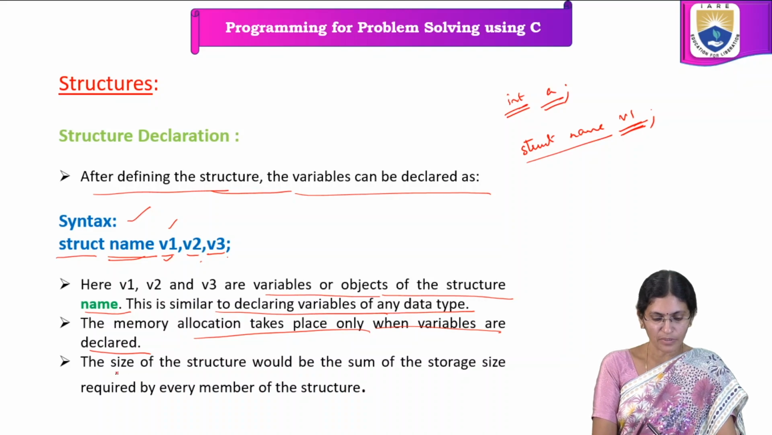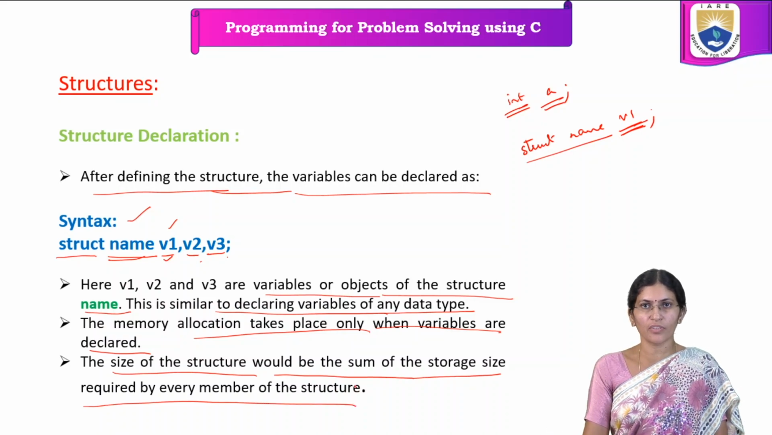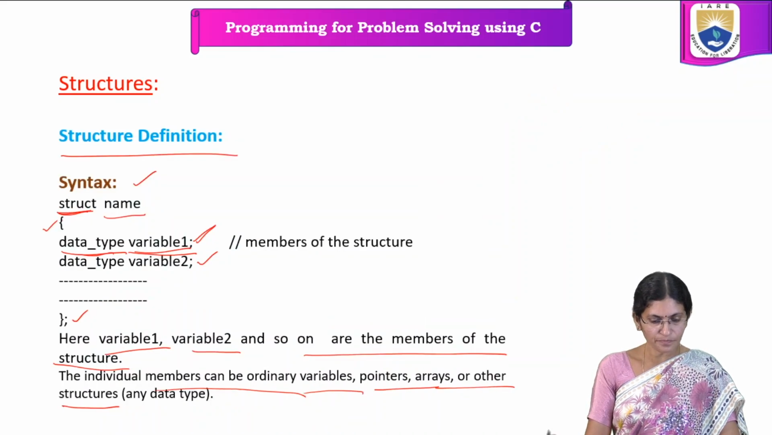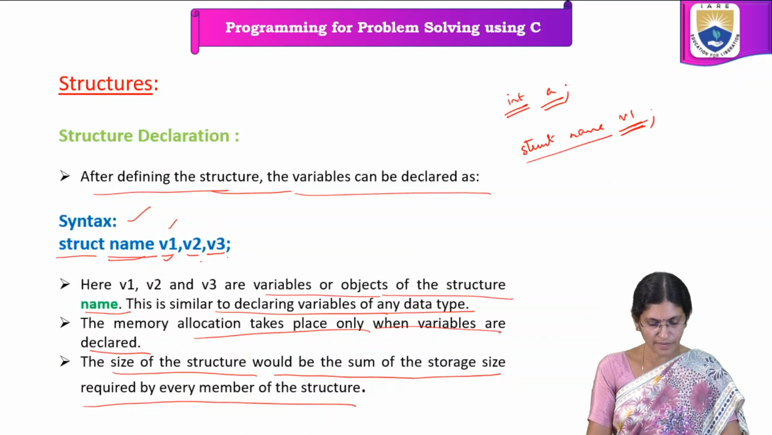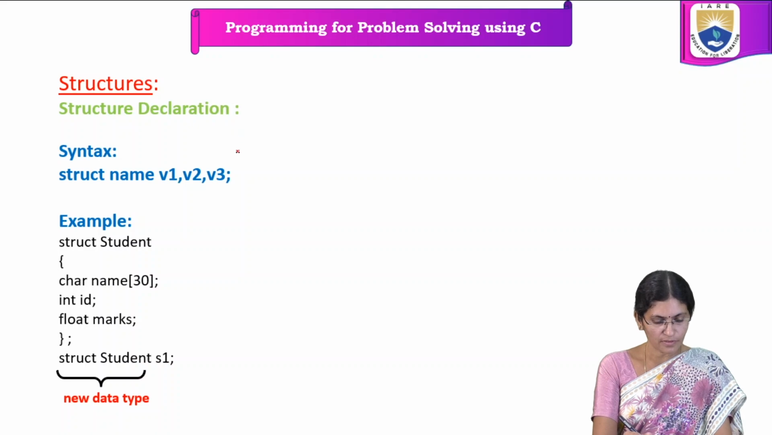Coming to the size of the structure, it would be the sum of the storage size required by every member of the structure. So for example, let us see it with the help of one example. Next, coming to structure declaration. So this is how we can declare the structure variables. So the example for this is struct student. The name of the structure is student, and then in curly braces we have different members of the structure.